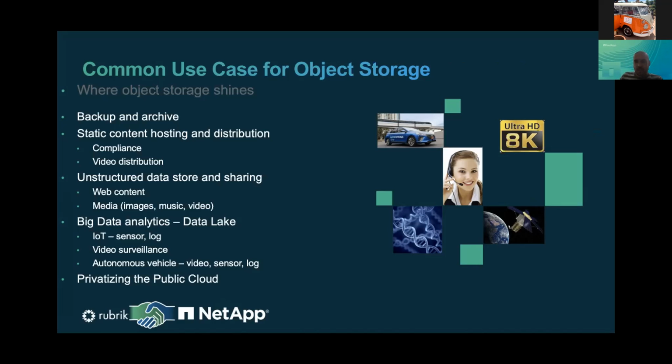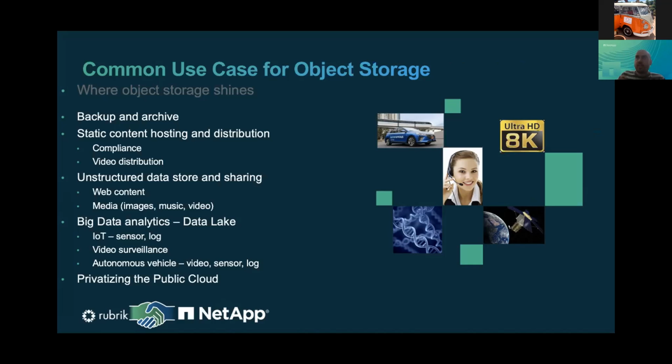Other use cases: a lot of content hosting, static content where I just need to distribute this around the world, but it doesn't change a lot. Certainly unstructured data, media, and big data analytics, which is probably a newer thing. Because it is a geo-distributed environment that's globally accessible, you can access this data from anywhere, so you can certainly create a big data analytic environment where you have different nodes in different locations doing different things, right?